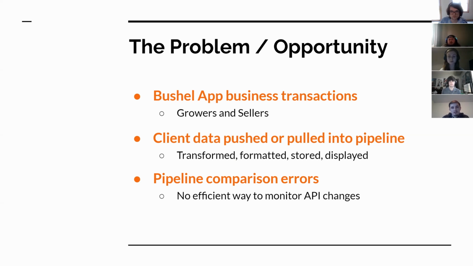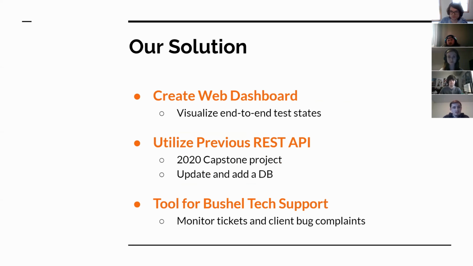Now, the problem occurs within this pipeline in that there are comparison errors occasionally appearing between the states of the pipeline. In short, their actual data looks different than their expected data. And beforehand, they really had no efficient way to monitor these errors without diving deep into the entire process. With this in mind, this is where we came in.